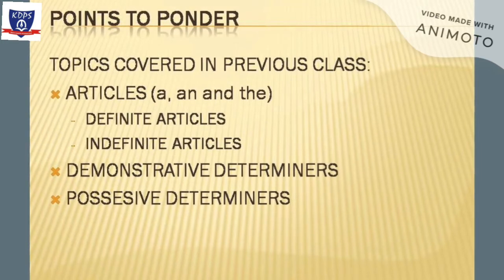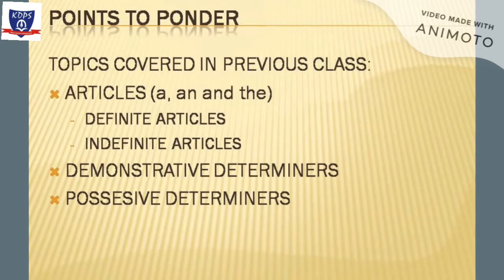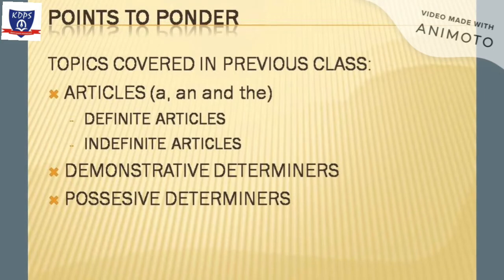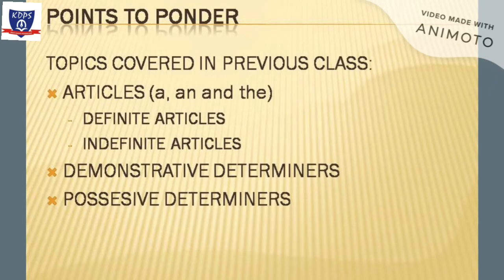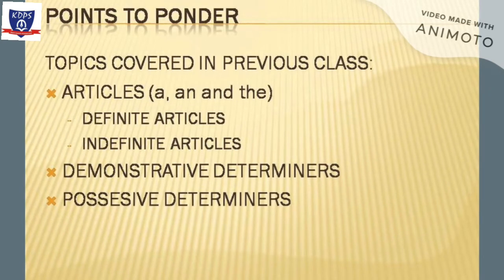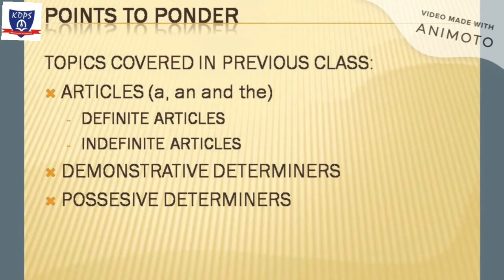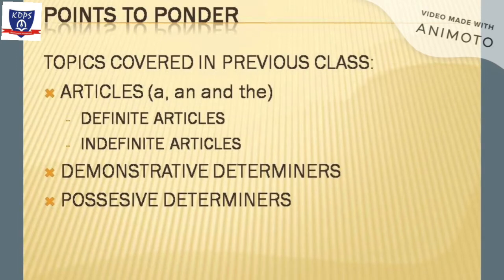There were four types of demonstrative determiners: this, these, that, and those. The third determiner which we covered was the possessive determiner, when we talk about the possession and ownership of a particular thing. Then we use the possessive determiners, in which we included my, our, his, her, your, its. So all these types of determiners were possessive determiners.